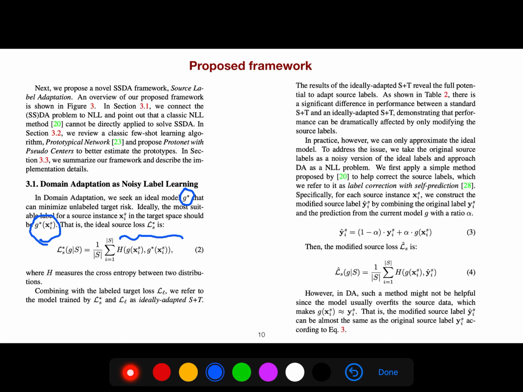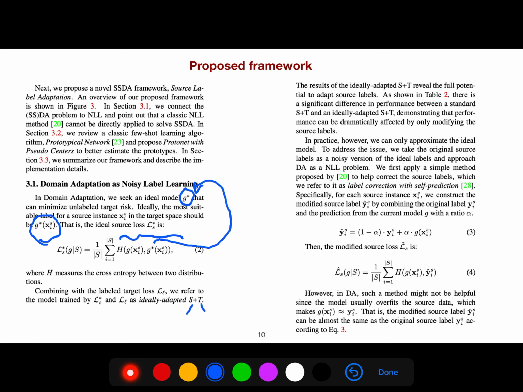Because here you have access to the ideal model. And combining with the label target loss, we refer to the model trained by L sub S and L sub L as ideally adapted source plus target. The results reveal the full potential to adapt source labels. So in practice, however, we can only approximate the ideal model.